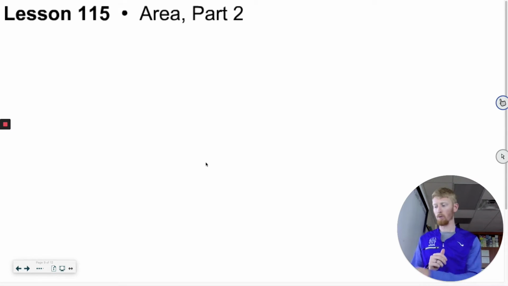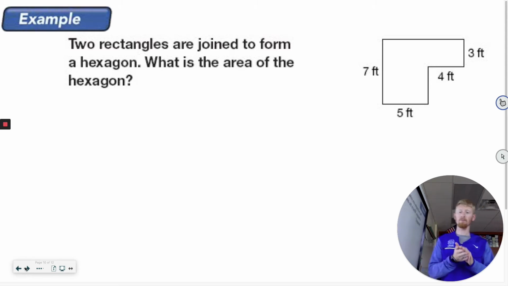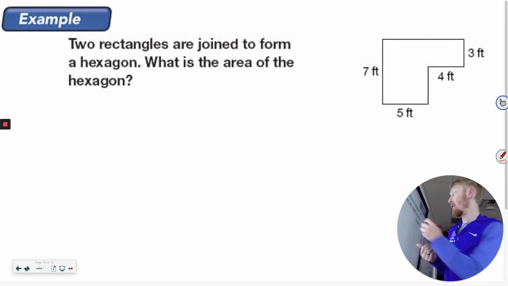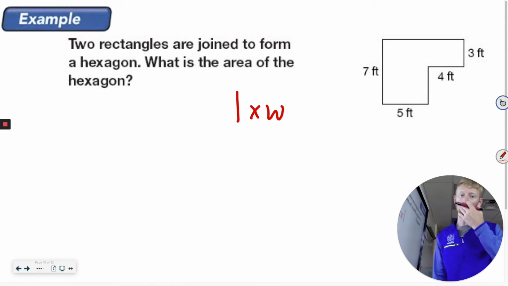So the main difference between this lesson and the previous lesson on area is that you're not going to get a nice rectangular shape or a nice square. The examples we're looking at today give you figures like this one, where it's kind of an odd shape. So what you need to do is split up the shape. Remember, area is length times width. So you're going to split this into two shapes you can find the area of.